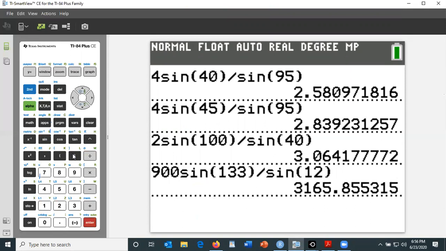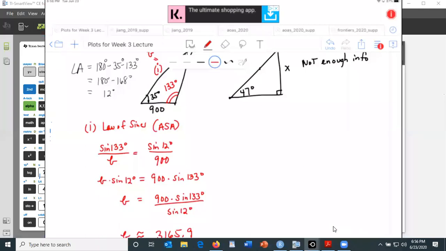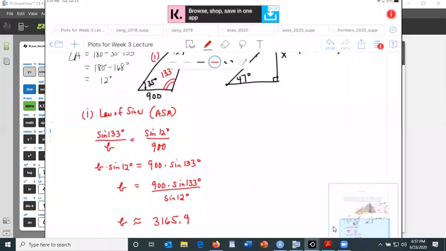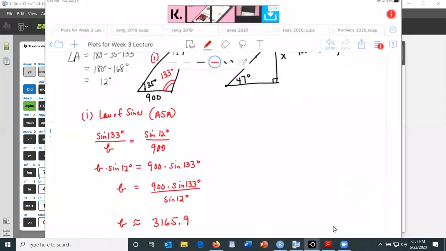So 3165.9, let's say. 1 decimal is usually pretty good. When you get answers like this, you should at least use 1 decimal place. Okay, so there's part 1. All right, now part 2.